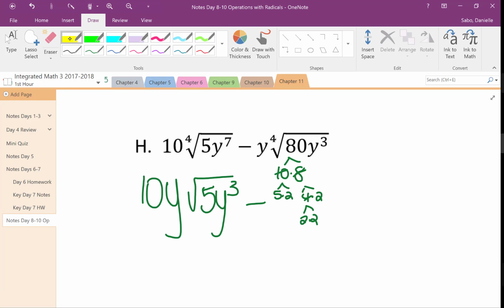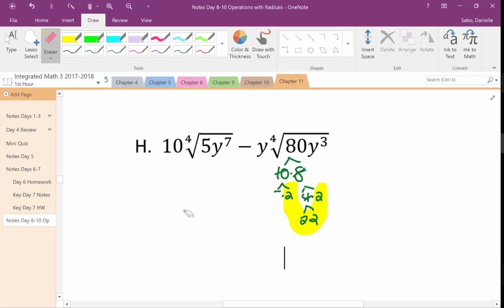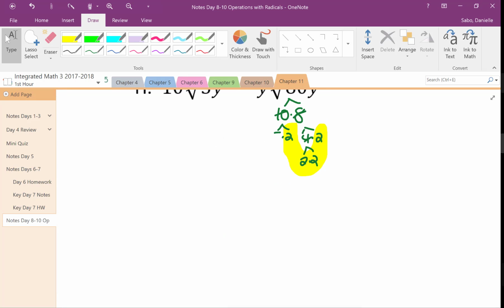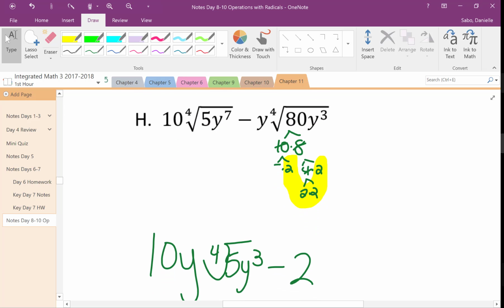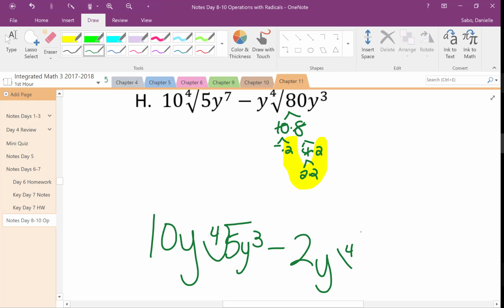Now, if you take a look, I do have a group of 4, and it's the 2s. So sorry, I'm going to have to rewrite this out down here. Okay, 10y, 4th root, 5y cubed. Okay, I'm going to bring out a 2. How many times does 4 go into 3? None. So I can't pull anything out. So just bring that y down.